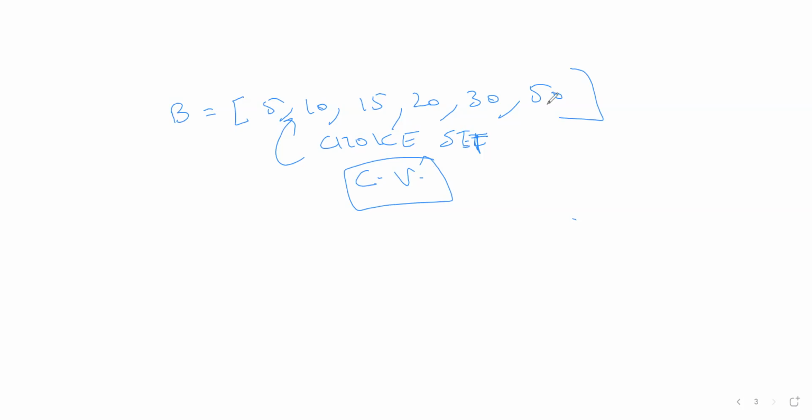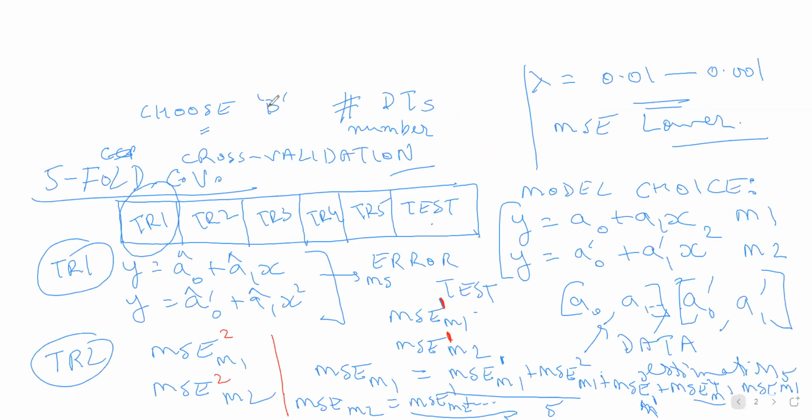So first of all, you will give the choice set. You will say, I will test it for 5, 10, 15, 20, 30, 50. These B values I'm going to test. And I'm going to run the bagging. That value of B which gives me the least error for the test data will be the choice of B. Okay, so there would be different B values, and whichever has the least MSE is the final choice.